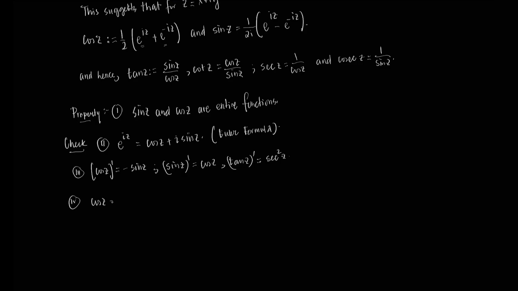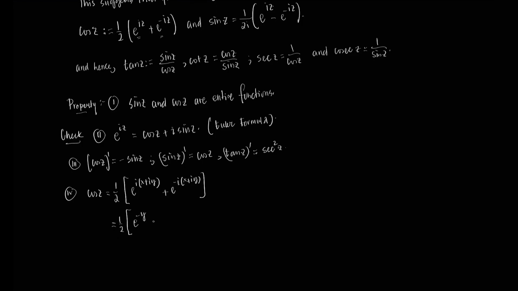Cosine z is nothing but half of exponential i(x plus iy) plus exponential minus i(x plus iy). Clear? So that will give me half exponential minus y (cosine x plus i sine x), plus half exponential y (cosine x minus i sine x). Okay, we can write it.